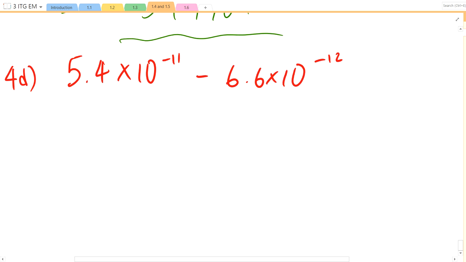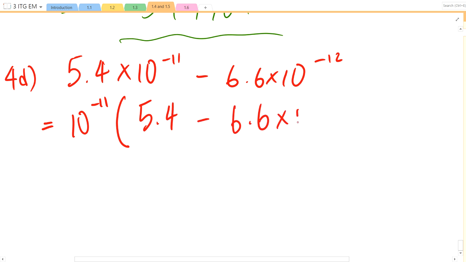Okay, so you're supposed to do this without a calculator. You got two numbers expressed in standard form. What number should I factorize out? Negative 11. Not negative 11, what is the number? 10 to the power negative 11. We factorize out the bigger power. Okay, 10 power negative 11 is bigger than 10 power negative 12. So when I factorize this out, what do I have left? 5.4 minus 6.6 times 10 to the power negative 1. What do you think?